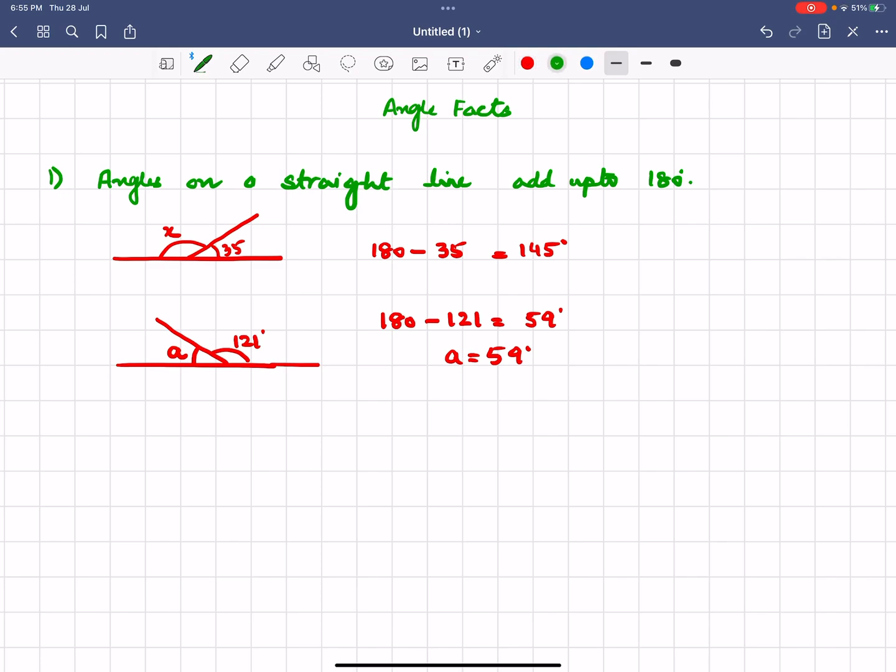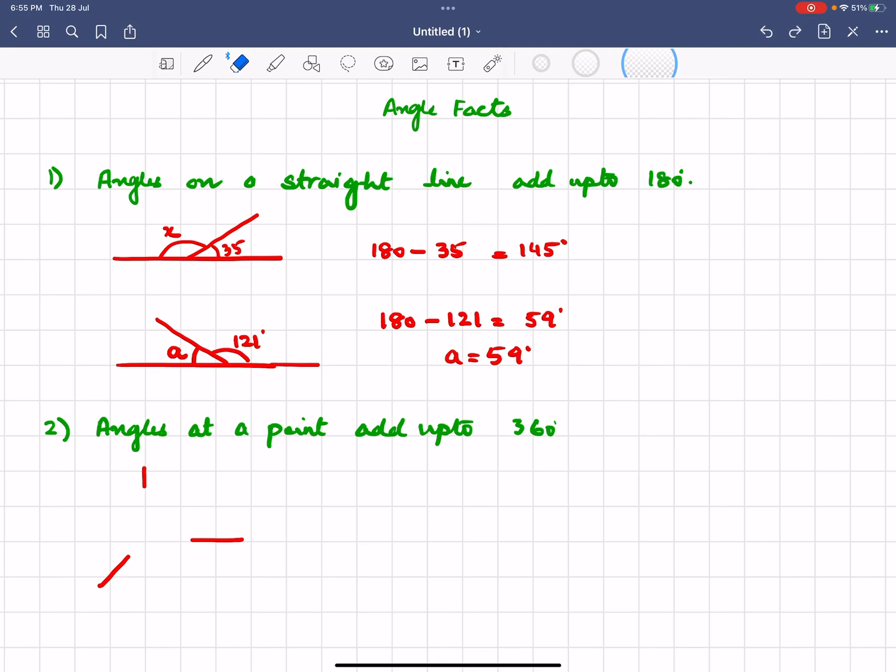The second angle fact is angles at a point add up to 360 degrees. So angles at a point add up to 360 degrees. Let's look at an example. We have a point and angles around the point. This is a 90-degree angle. A 90-degree angle is denoted by this box kind of a shape. So when we see this, we know this is 90 degrees and this is 120 degrees. We need to find the measure of this angle, which is denoted by the letter B.